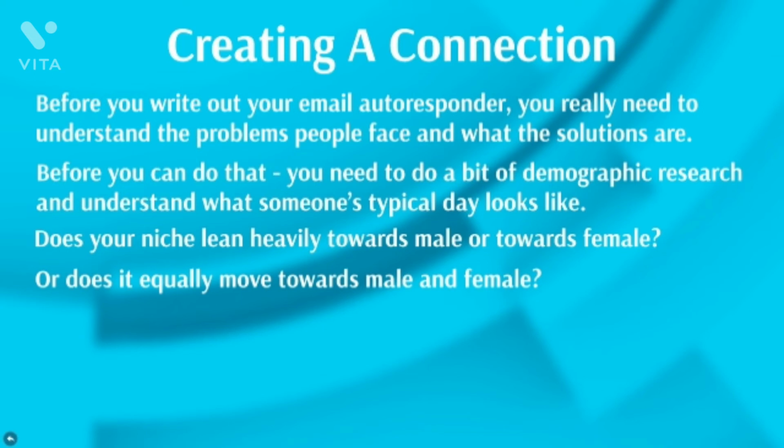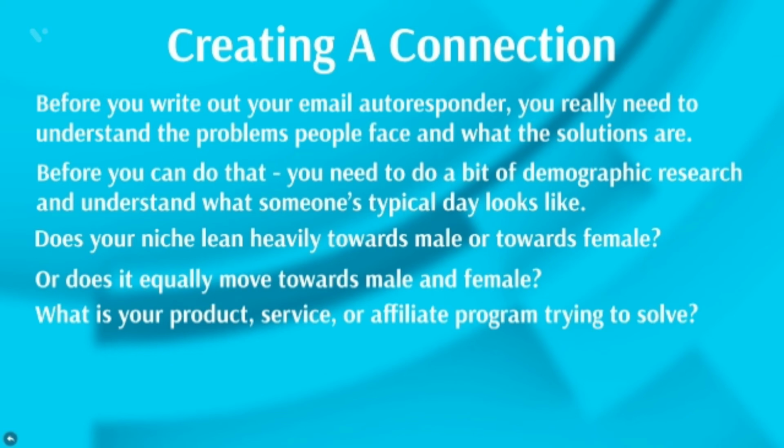Or does it equally move towards both male and female? So in other words, in order for it to lean just towards female, is if, let's say for example, that niche is 90% female, or even 95% female, or even 75%. But even 75%, you're kind of moving towards that 50% so that it's both male and female. But if it's heavily towards males or heavily towards females, 80% or above or 90% or above, then you want to jot that down. The next question is, what is your product or service or affiliate program trying to solve?